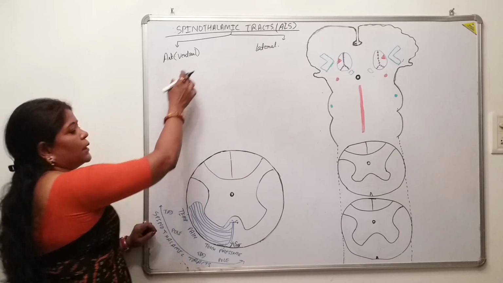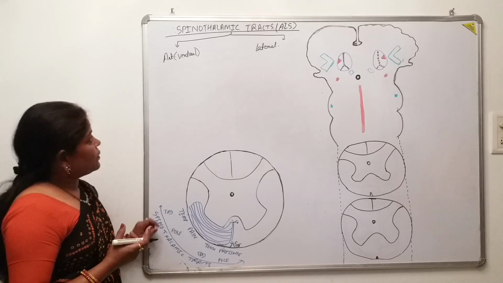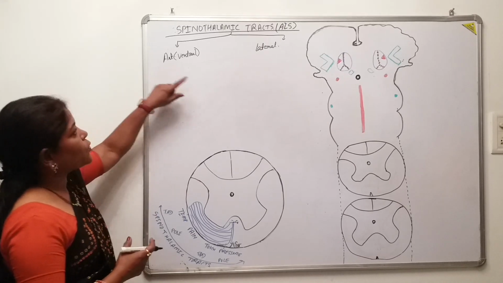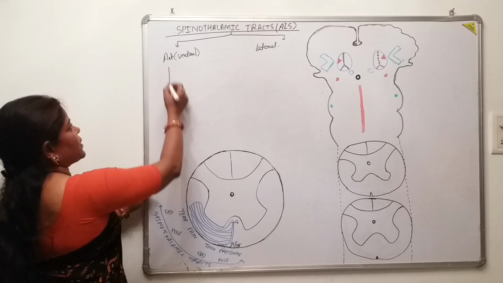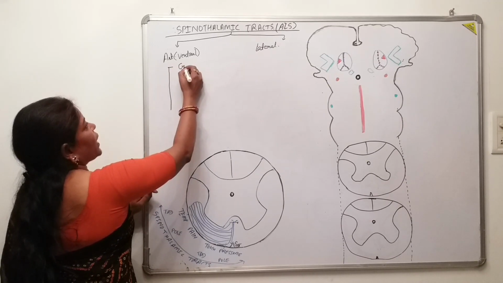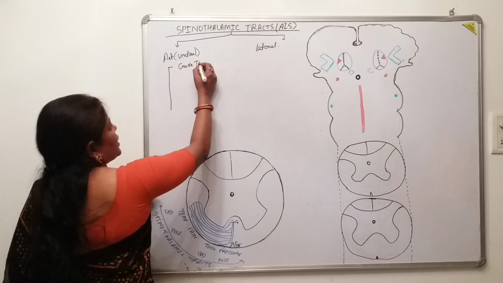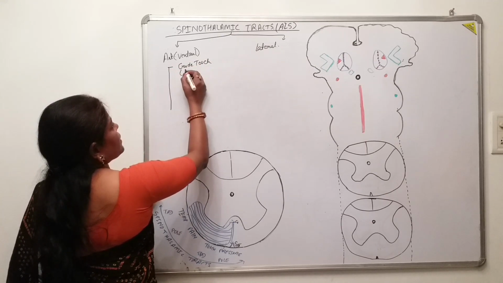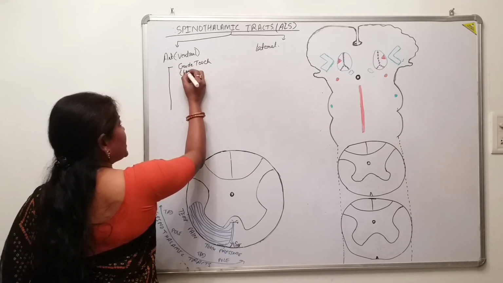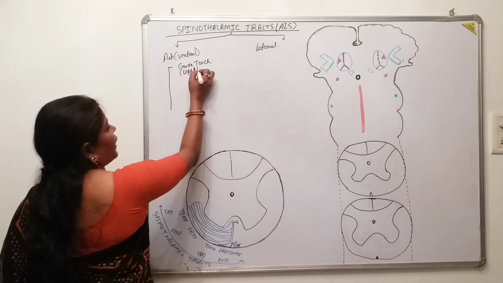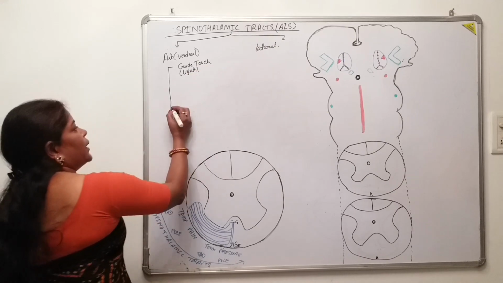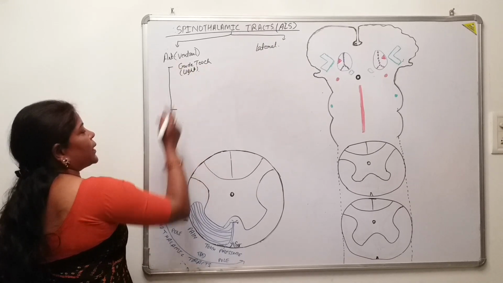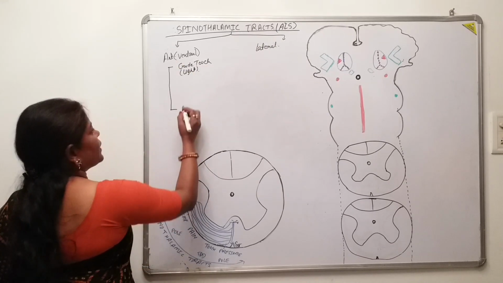Now, what are the sensations that are carried by these two tracts? The anterior or the ventral spinothalamic tract conveys the crude touch. What is this? This is the crude touch, or you can say the light touch, not the fine touch. Fine touch is carried by the posterior column, and the crude touch by the anterior spinothalamic tract. Then comes the pressure.